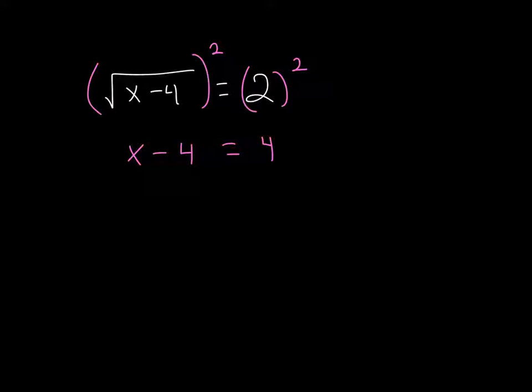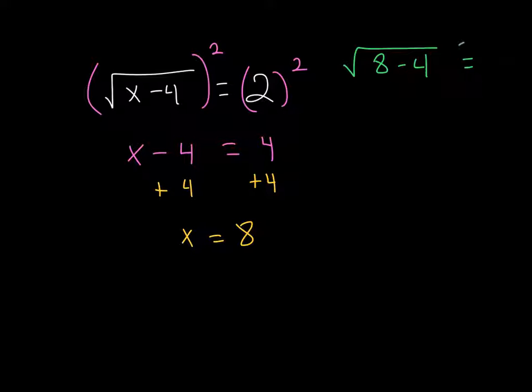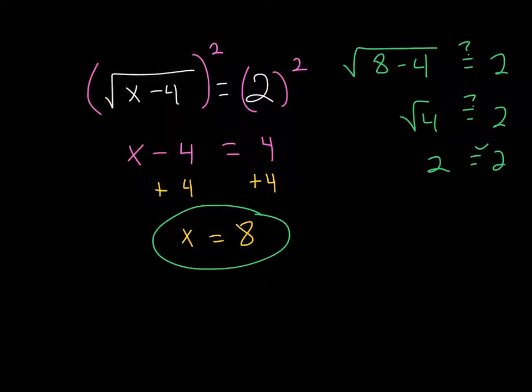Now we need to do inverse operation to finish solving. So the inverse of minus 4, or the opposite of negative 4, is plus 4. And we get x equals 8. Now let's check it. 8, square root of 8 minus 4 should equal 2. Square root of 4 should equal 2. So 2 equals 2. So our answer is correct.